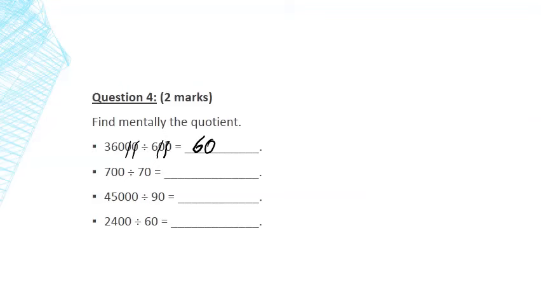Okay, now Rawahat, 700 divided by 70. 7 times what gives 7? 1. We cross out the 0 here and here. One 0 is left, so we put it in the answer.